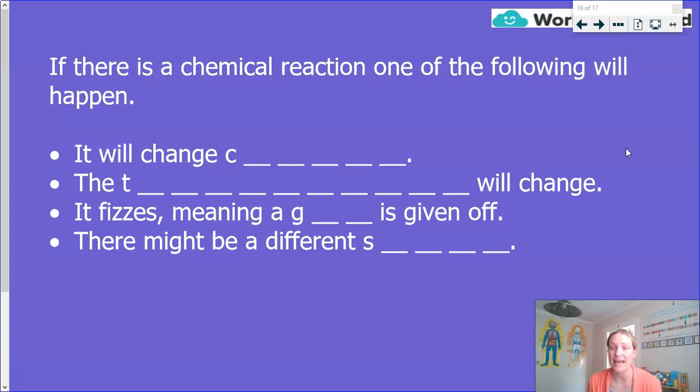It fizzes, meaning a gas is given off. That is both in the case of the bicarb of soda and vinegar, or the headache tablet. Both of them fizzed, so both had a gas being given off. And lastly, there might be a different smell. So it could smell of smoke. The vinegar changed in smell as well. It's just another piece of evidence that a chemical change has occurred.